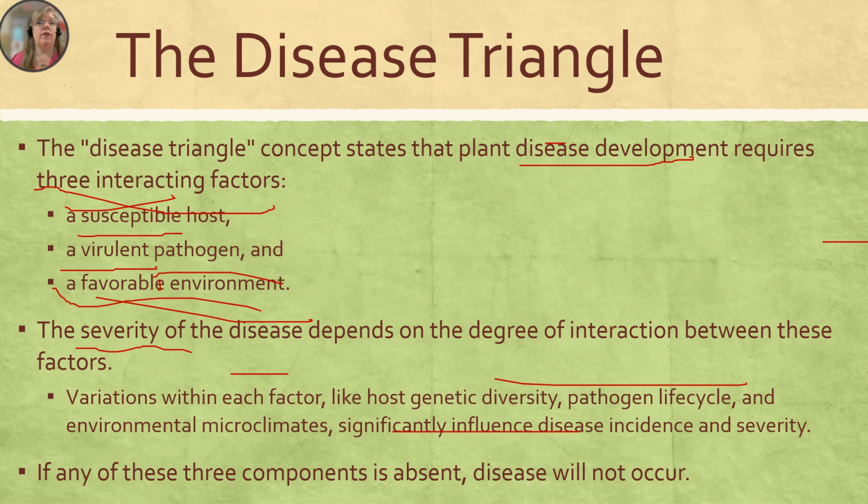So you have to have a susceptible host. If your host is not susceptible, disease won't occur. You have to have a virulent, strong pathogen. If the pathogen is not strong, it won't happen. If the pathogen is not even there, of course, disease won't happen. And then you have to have a favorable environment, favorable to the disease. If the environment is not favorable to the disease, it won't happen.